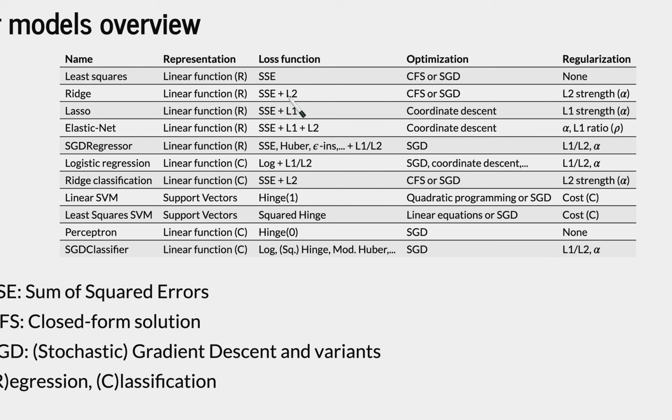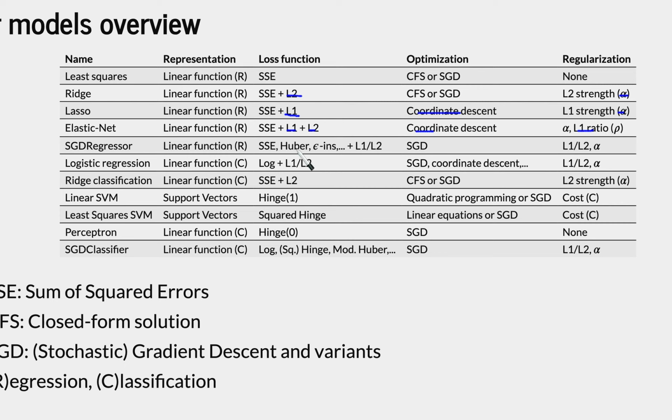We have ridge, which adds this L2 term to the loss function. Can again be solved with a closed form solution or stochastic gradient descent, and has a parameter alpha to control the regularization strength. We have lasso, which adds the L1 norm. This has to be solved with coordinate descent, and again we have this alpha parameter for controlling the L1 strength. ElasticNet has both L1 and L2, uses coordinate descent, and has alpha, but also the L1 ratio or rho.